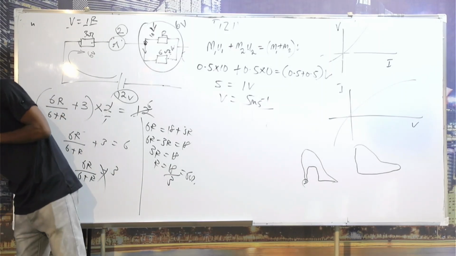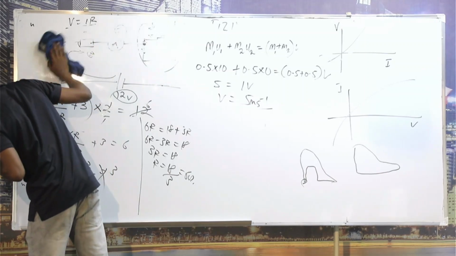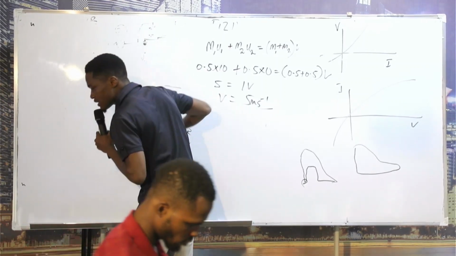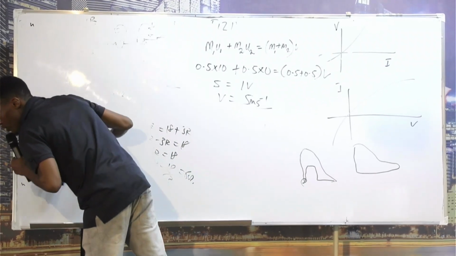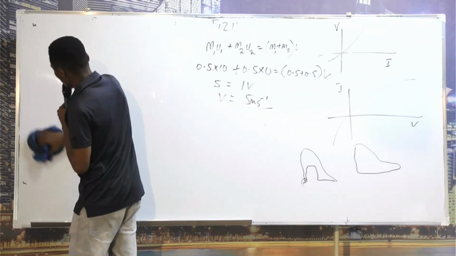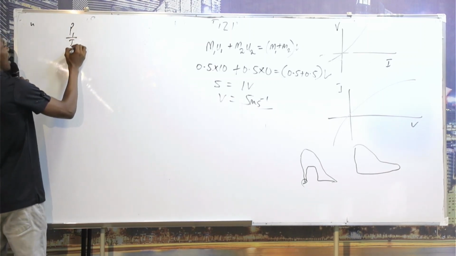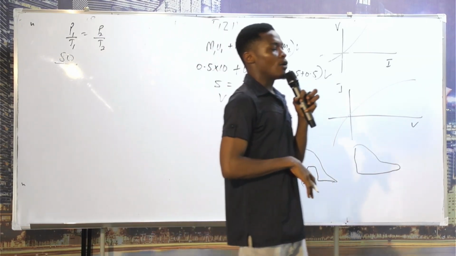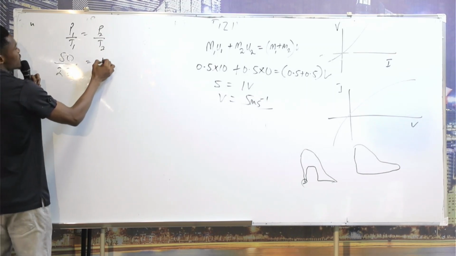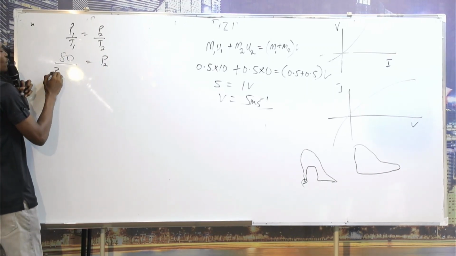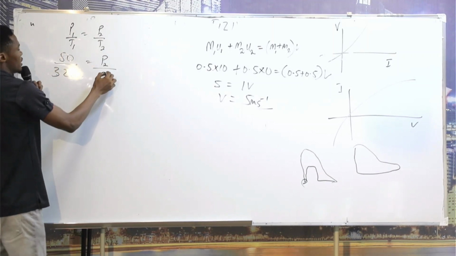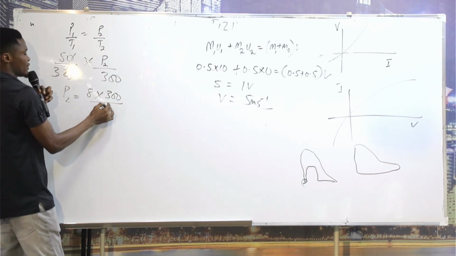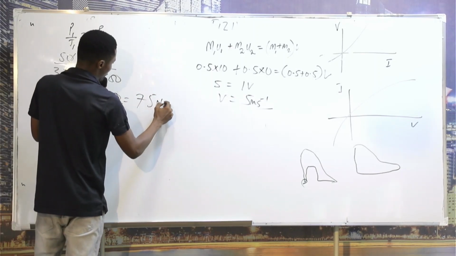Okay, next question. A given mass of gas has a pressure of 80 newton per meter squared at a temperature of 47 degrees Celsius. If the temperature is reduced to 27 degrees Celsius, with the volume remaining constant, the new pressure is what? What am I going to use? The pressure law: P1 over T1 equals P2 over T2. P1 is 80, T1 is 47 degrees Celsius. Convert to Kelvin, that will give us 320. And then T2 is 27, which gives 300. Zero cancels zero, cross multiply. P2 should be 8 times 300 over 32. What should that give me? 75 newton per meter squared.